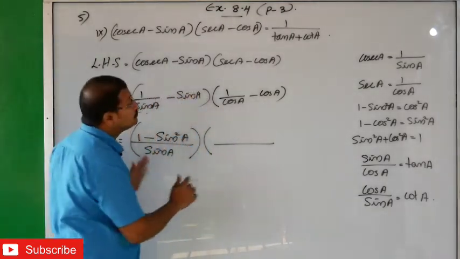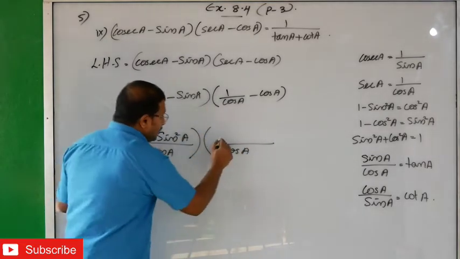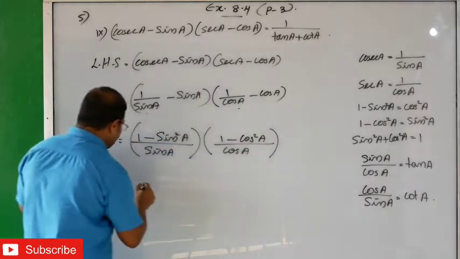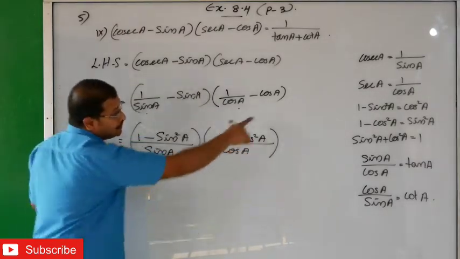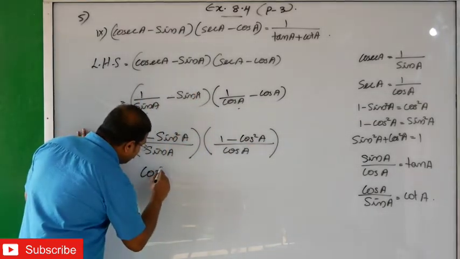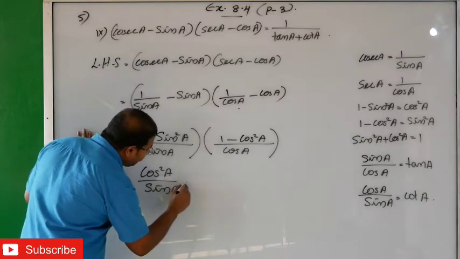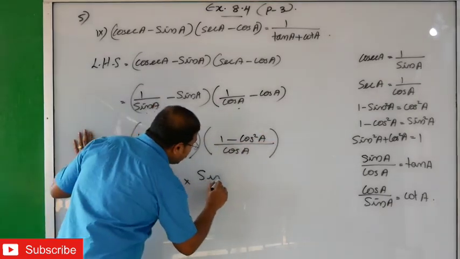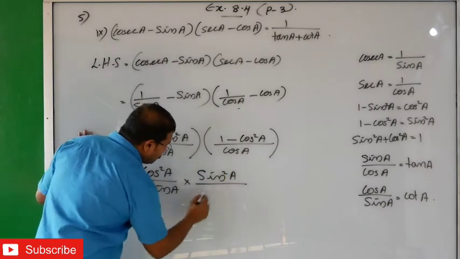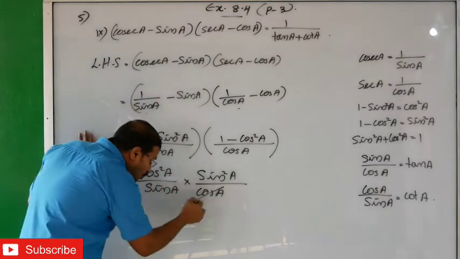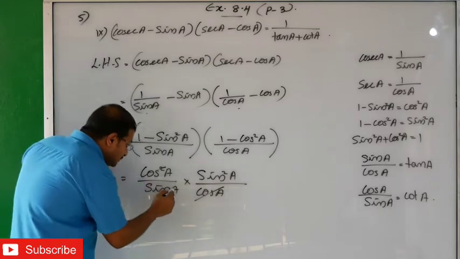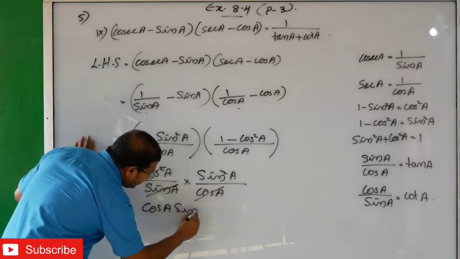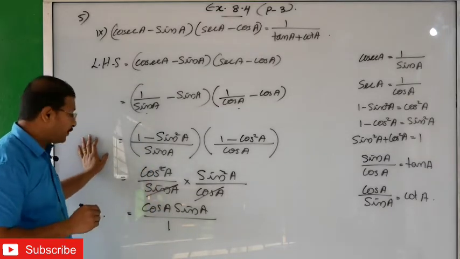Here we are going to take cos a as the LCM. Now 1 minus, what do you do here? cos into cos, cos square a, closing the bracket. Now we know that 1 minus sin square a is cos square a, so write cos square a divided by sin a, into 1 minus cos square a. 1 minus cos square a is sin square a, divided by cos a. Now what will I do? The cos and the square will cancel, sin and the square will cancel, and the balance is cos a sin a by 1. Is it okay? You got it.